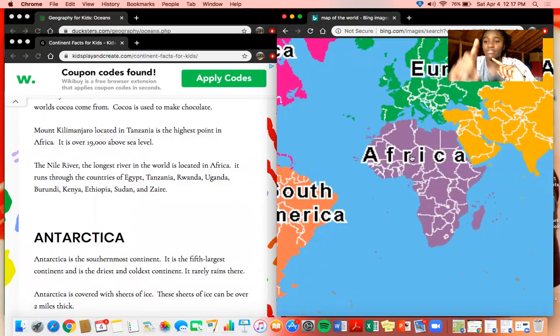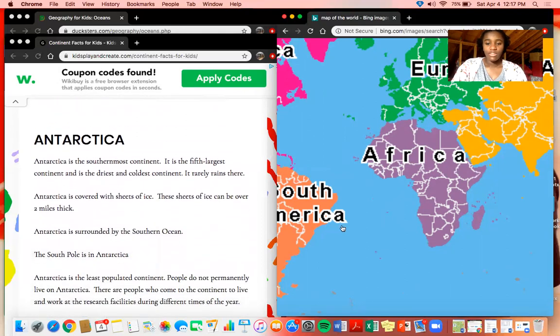Also, the Nile River is in Africa, the famous Nile River. You know how we talk about it in Egypt, and it's the longest river in the world. It is located in Africa, and it goes all the way through Africa.